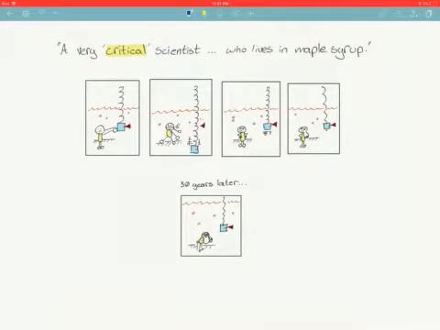And finally, I have a little cartoon to model the situation. A very critical scientist, who lives in maple syrup, pushes this weight down. It begins to come back up rather quickly. He's waiting for it to get to the equilibrium again. He's very critical, so he's going to wait and wait, and he's going to wait a very long time before it ever gets back to that, theoretically.